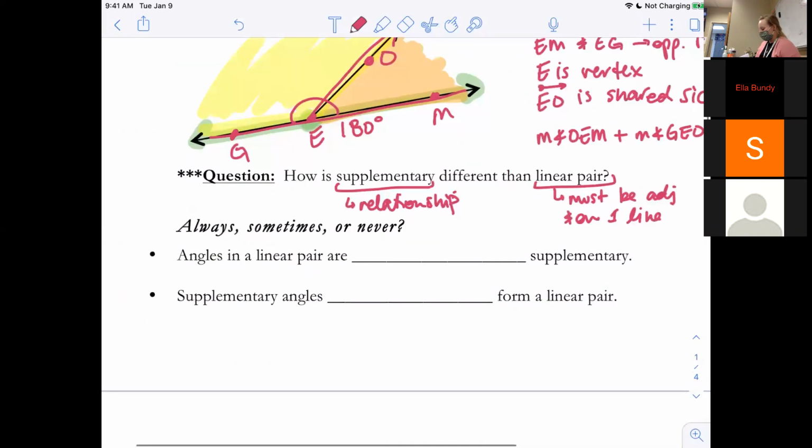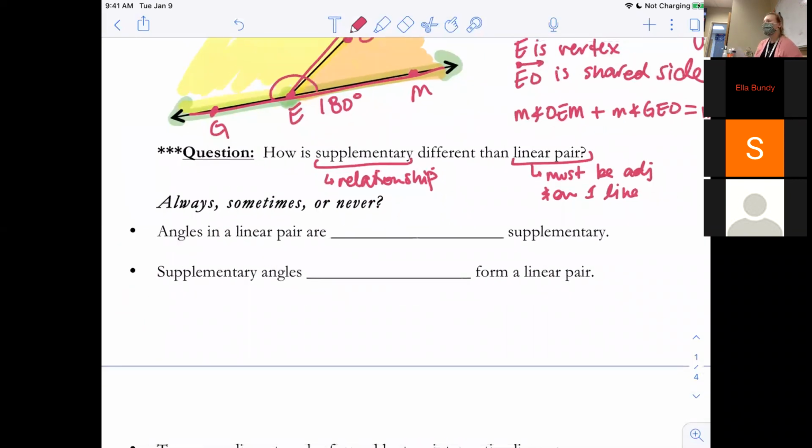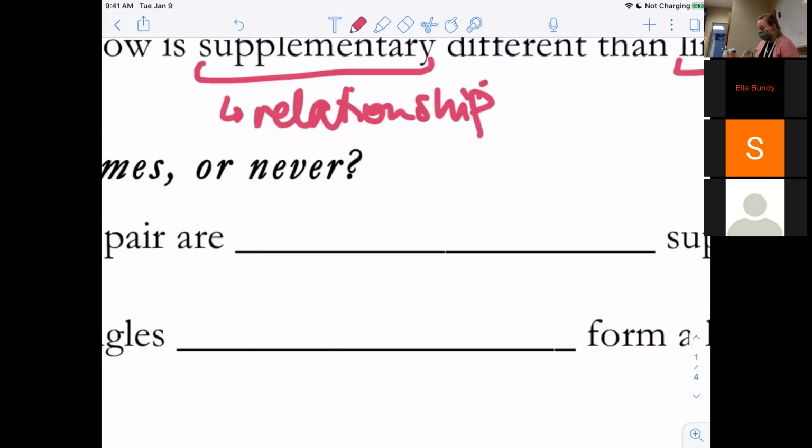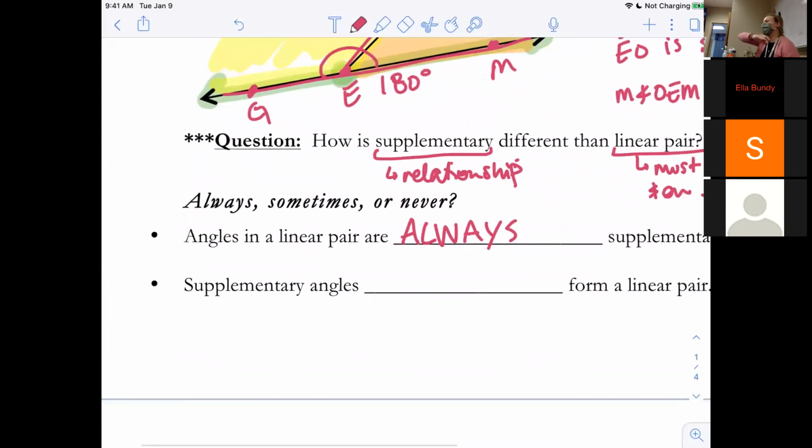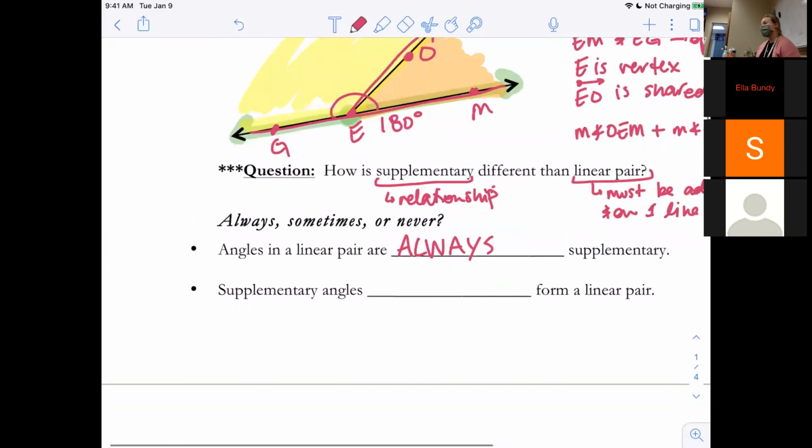Angles in a linear pair are blank supplementary. It's going to be always. The reason it is always is because in order to be a linear pair, they're adjacent and they're on one line. And one line means 180. What about if I flipped it though? Supplementary angles blank form a linear pair.